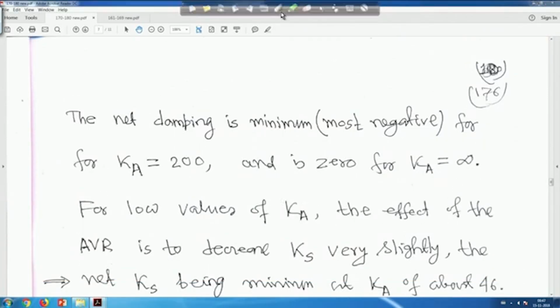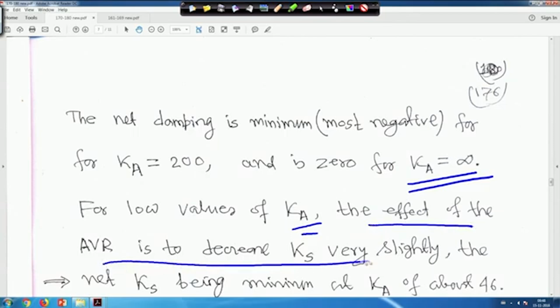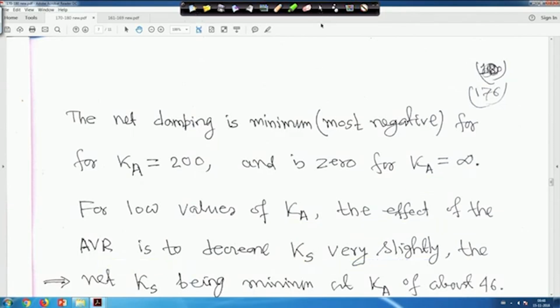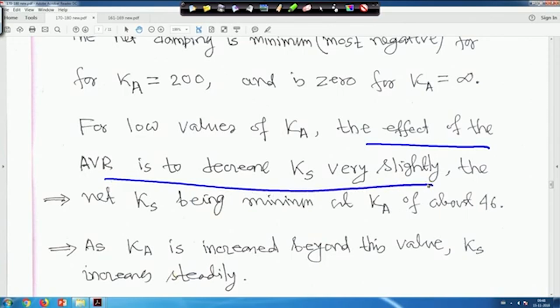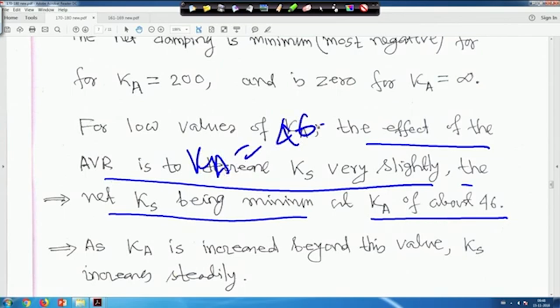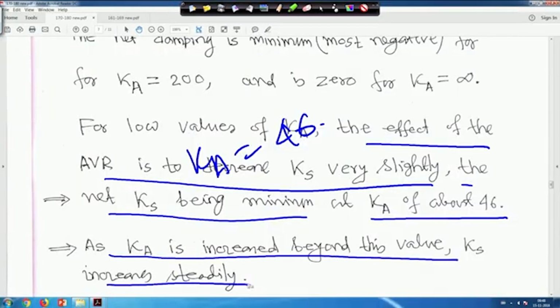So this one you please do as an exercise, take K tends to infinity, right. For low values of K, the effect of the AVR is to decrease Kd very slightly, the net Kd being minimum at K of about 46. This is an exercise for you, because the function is given in terms of K, you please find out. So as K is increased beyond this value, Kd increases steadily, right.